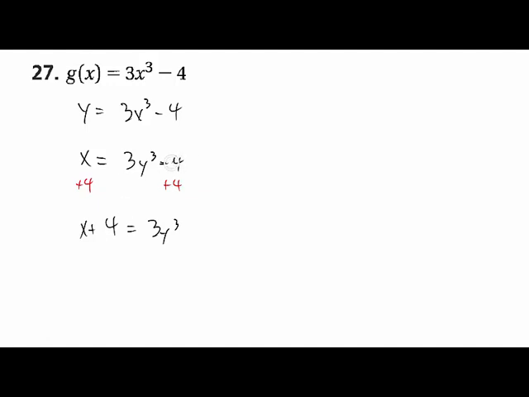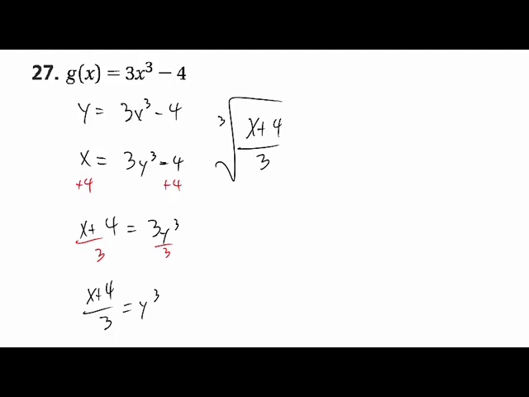So we're just using our inverse properties of algebra. When you subtract, to undo it, you add. If you want to undo multiplication, you divide. And if you want to undo cubing, you cube root. So your final answer to get y by itself, you're going to have x plus 4 over 3, all of that inside a cube root, is going to be equal to your y. And by y, we mean the inverse.